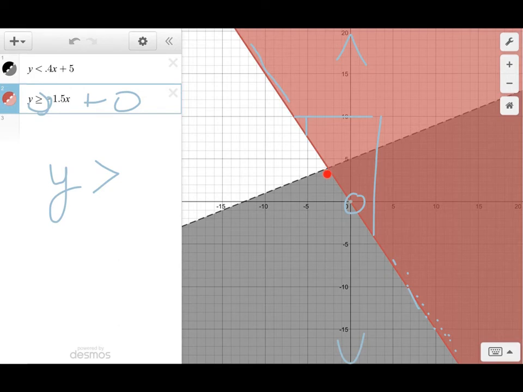Once again, this point right here, the intersection, which would be the only answer if we did a system of equations, is not a solution because this line is dotted. So that is not included in the solution for both. 0, 0 is a solution because 0, 0 is on the line here and it's below the dotted line.